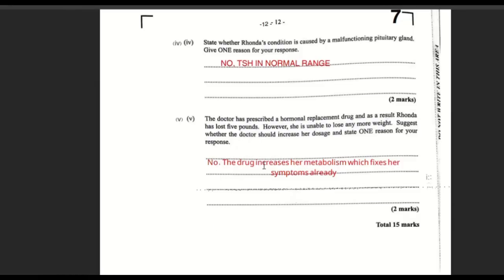The drug is already fixing her metabolism, and she cannot lose any more weight. So what's the point of increasing the dosage, right? Once the symptoms are fixed, medications such as this one work because they affect the metabolism. Water retention is what would cause her to gain weight. With her taking this drug, her metabolism is increasing, and that is why she's losing the weight, right? So no, we wouldn't need to increase the drug.